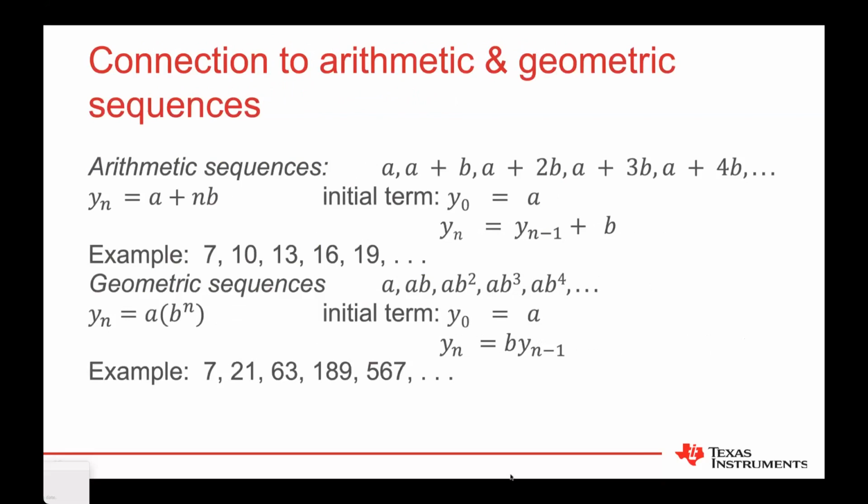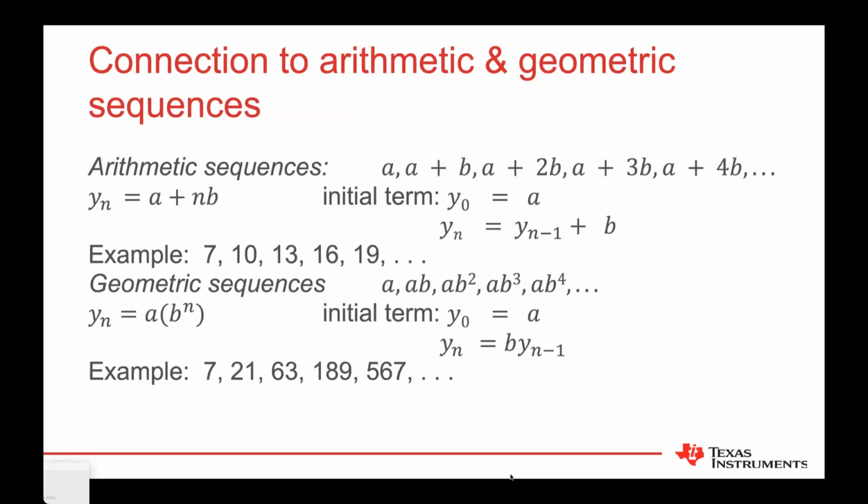Now, there's a very nice connection you can make. This is exactly the difference between an arithmetic and a geometric sequence. Arithmetic sequences relate to the linear model. We have an initial term, a, and then each term in the sequence, we have this constant add-in of b. So the next term is a plus b, then a plus b plus b, so that's a plus 2b, a plus 3b, and so on.